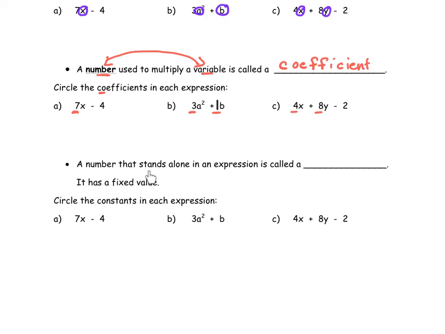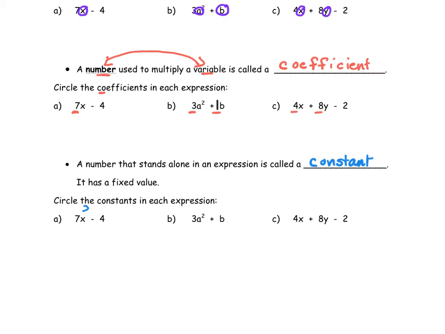A number that stands alone in an expression is called a constant. It goes on to say it has a fixed value, so a constant. By fixed value, it means its value is not going to change. The value of this expression, or this term, is going to change based on what x is. It's variable, it varies. But a constant is exactly what we see as given, the number.